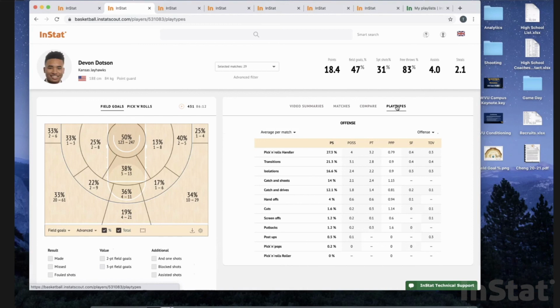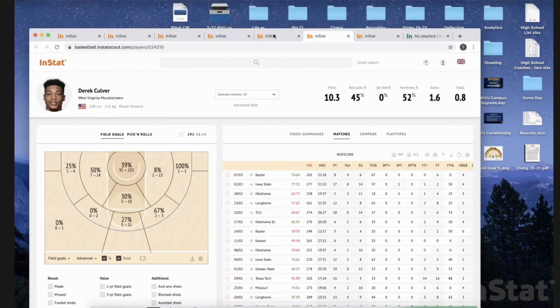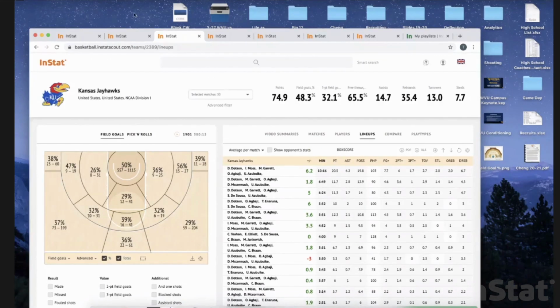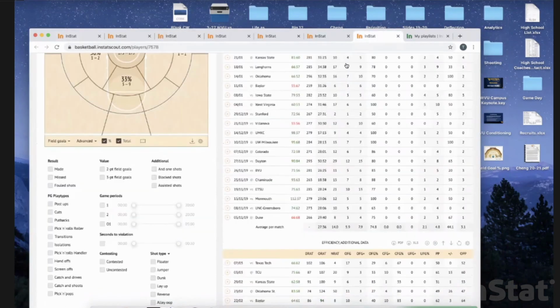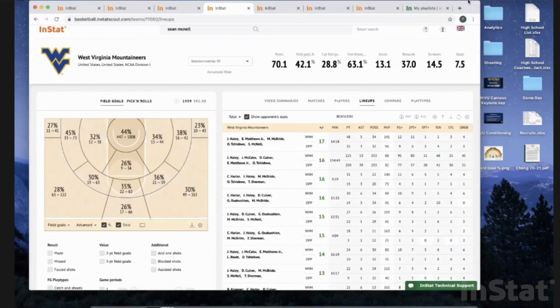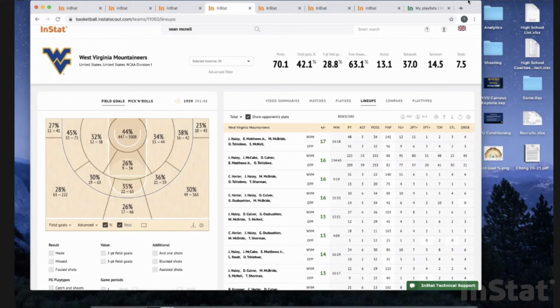Let me see if I'm missing anything else. That is pretty much it that we've used it. Obviously, there's so much more on InStat that we probably haven't learned about yet. I'm slowly still plowing through all that InStat has to offer. We really like the tagging system.